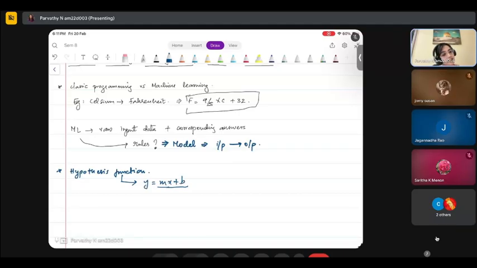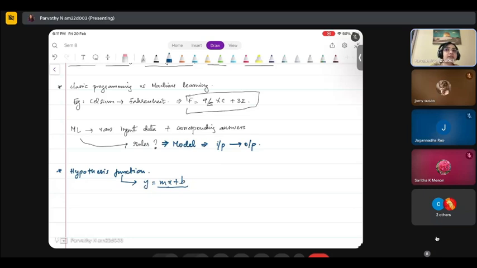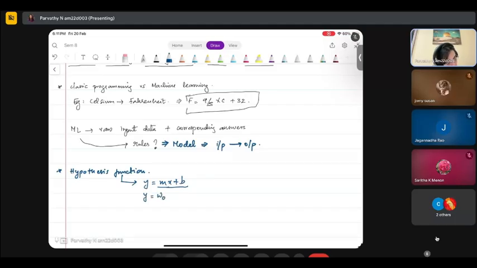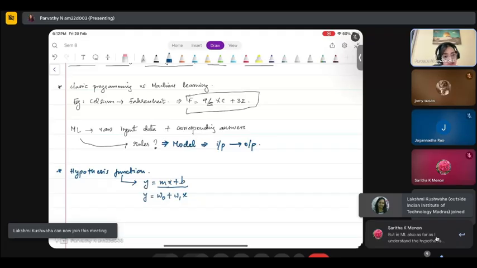How you choose whether you want a linear function, a quadratic function, or a cubic function is based on your knowledge of the problem. Initially we try with different things and see what works. Also, if you know a lot about the problem, if you have knowledge about the domain, then that can also help you find what will fit your data. So you can also write this as w0 + w1x, where instead of m and b, you replace them by w0 + w1x.